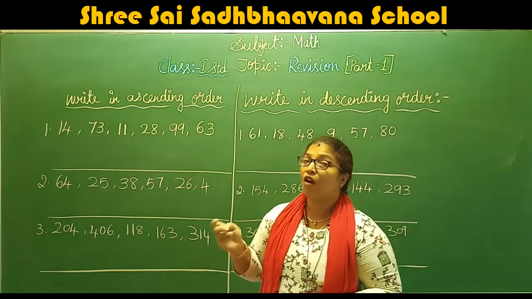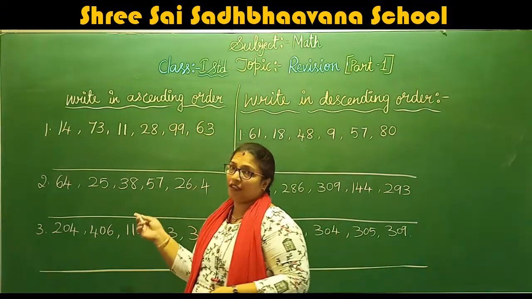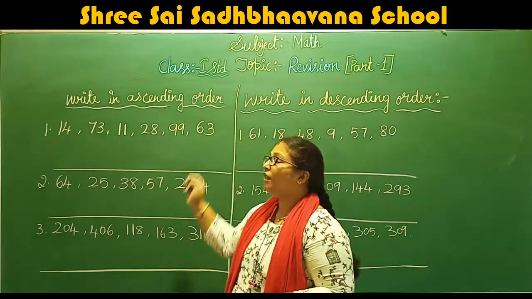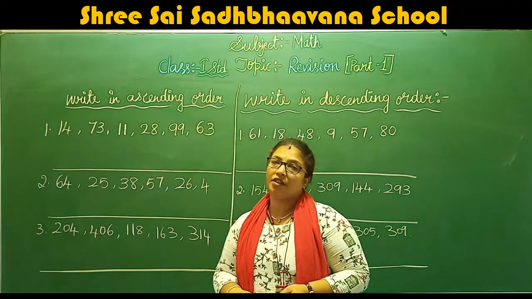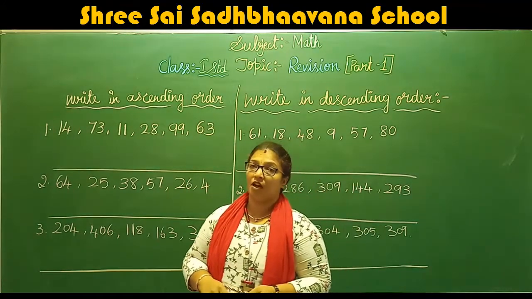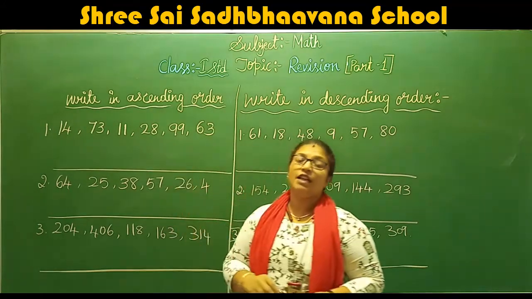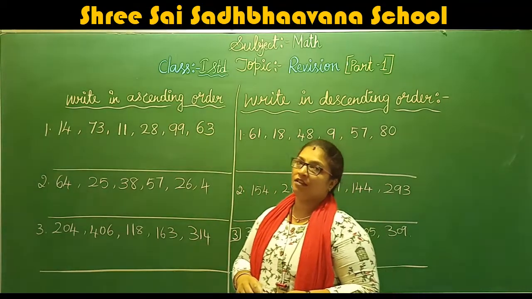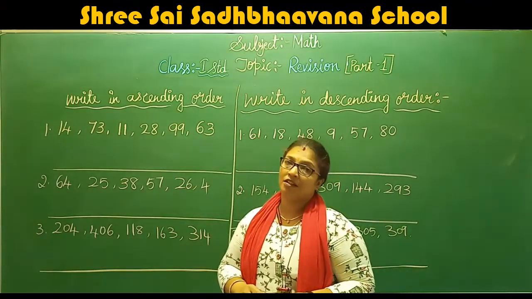Okay. So how we are writing this now? So here they given you 2-digit numbers. How many digit numbers? So first one, it is 2-digit numbers.